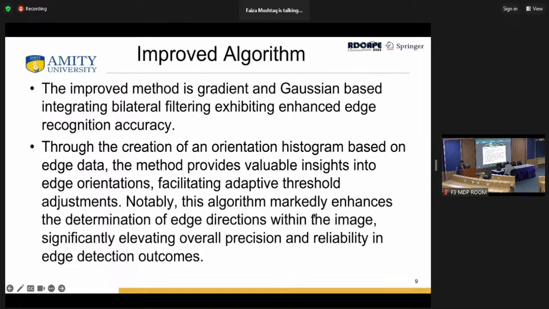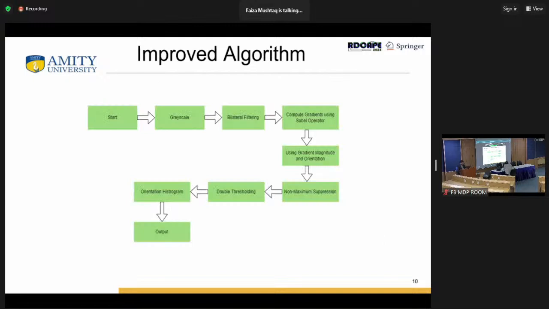So this algorithm markedly enhanced the determination of edge detection within the image, significantly elevating overall precision and reliability in the edge detection outcomes. So here we take a picture, we convert it into grayscale, we do bilateral filtering, and we compute the gradients using the Sobel algorithm, using gradient magnitude and orientation, as I have mentioned here.